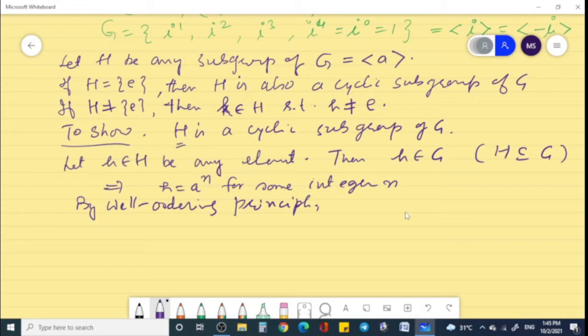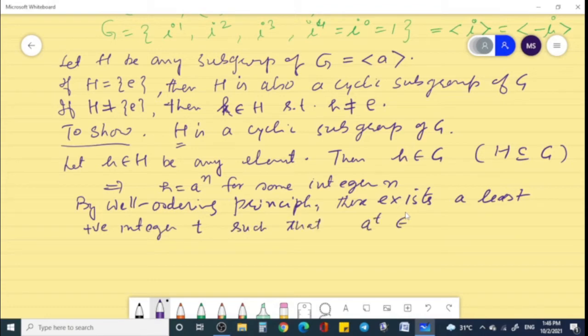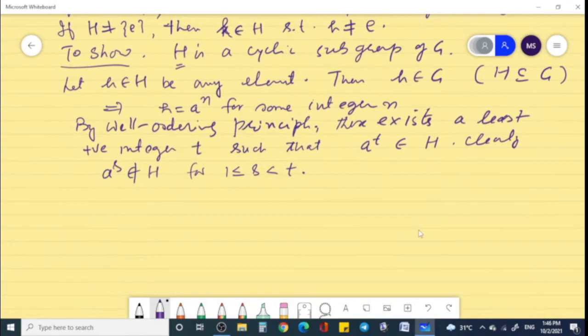So by the well ordering principle, we can determine that there exists a least positive integer t such that a^t belongs to H. Clearly a^s does not belong to H for any s lying from 1 to t minus 1. This is very natural to assume, because a belongs to G and h belongs to H.